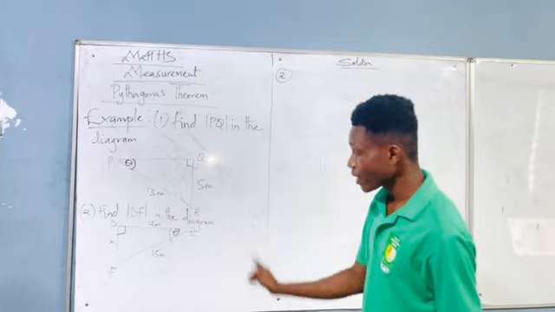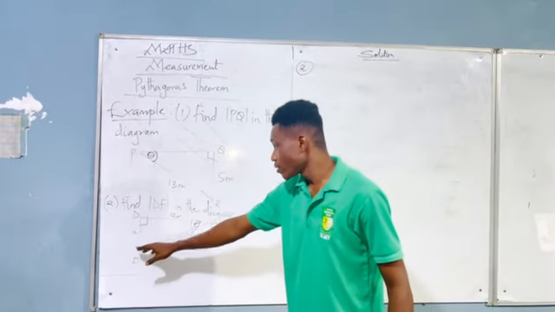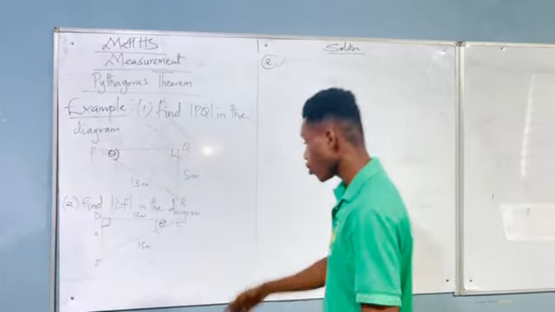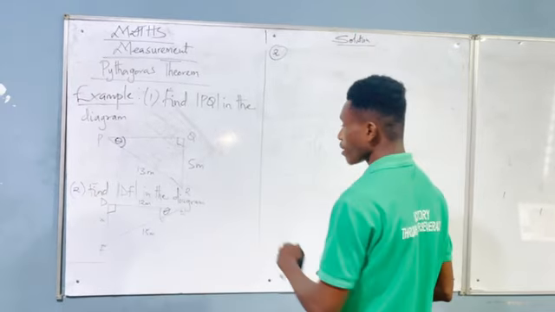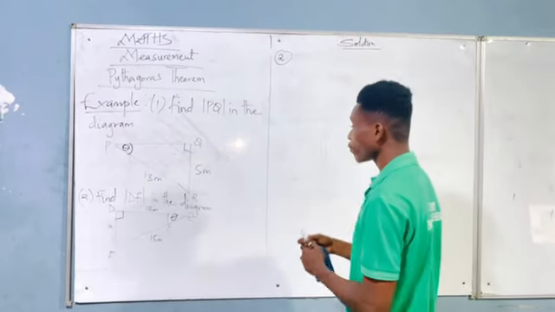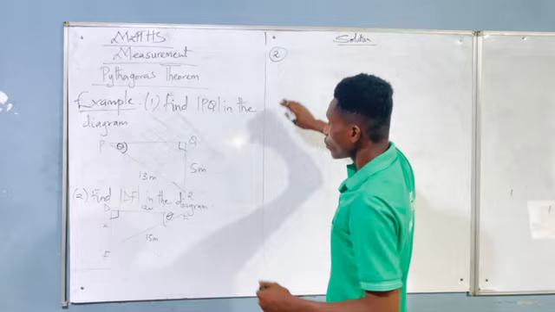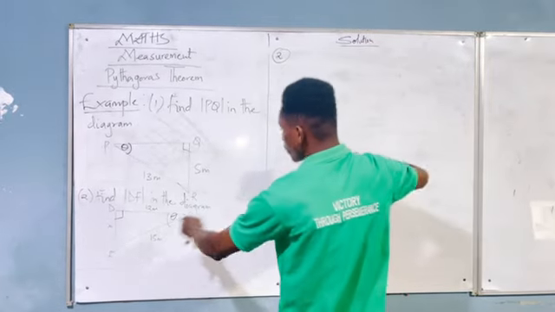Now they say find DF, and here we are fortunate they represent DF with a variable, which is x. So we can use the x without using the DF. At the end of the day, we arrive at the same answer. But for the sake of the formula, we have our hypotenuse to be FE.